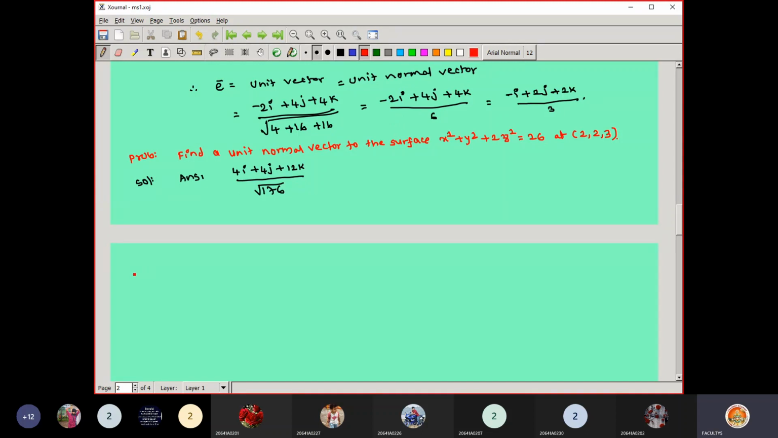Find a unit normal to the surface x cube plus y cube plus 3xyz equal to 3 at the point 1, 2, -1. If no point is given, you can leave it as it is.